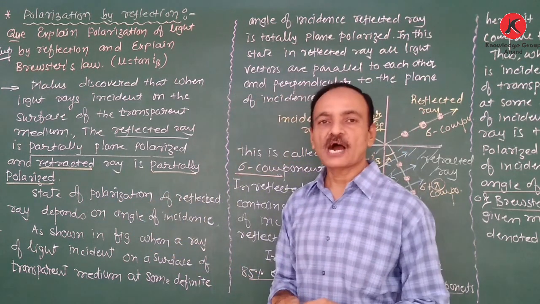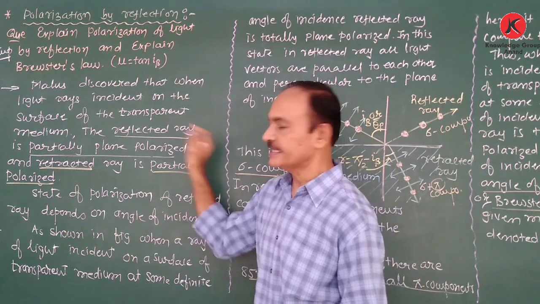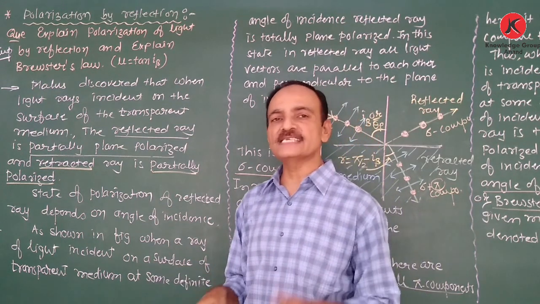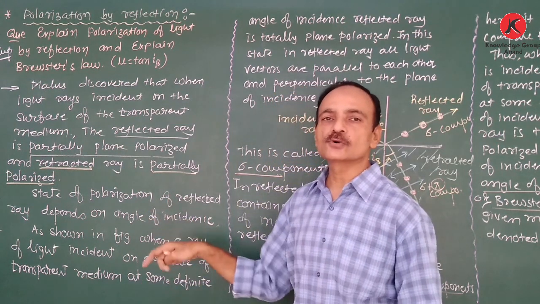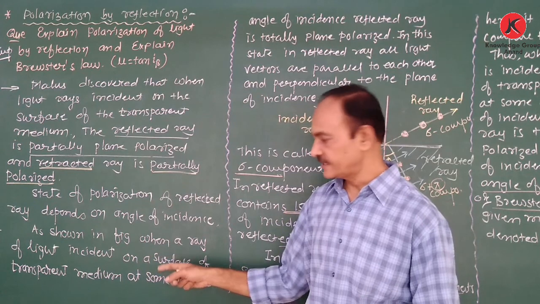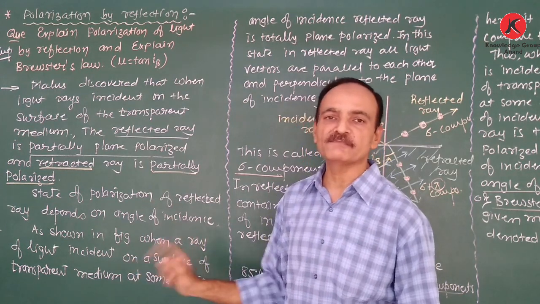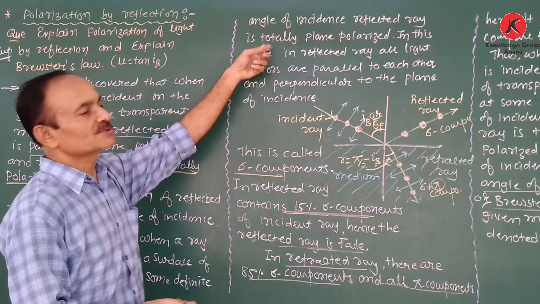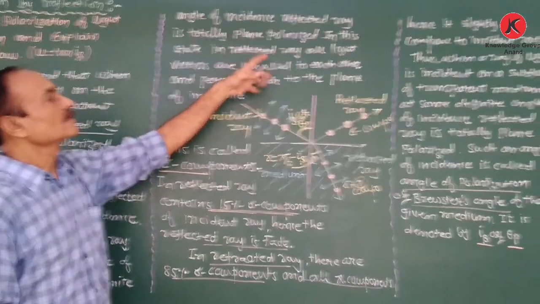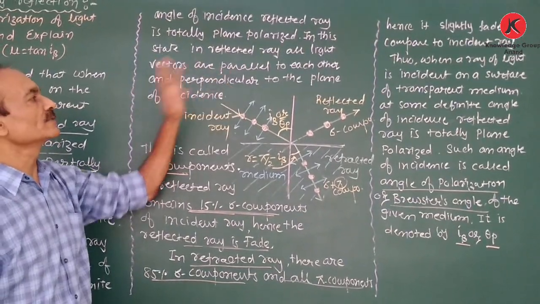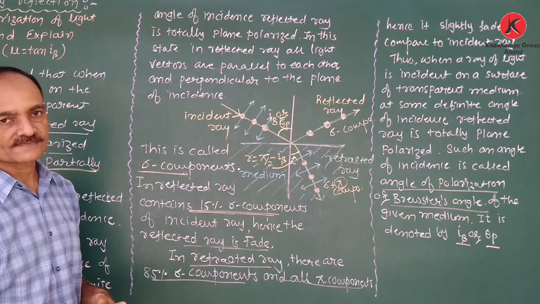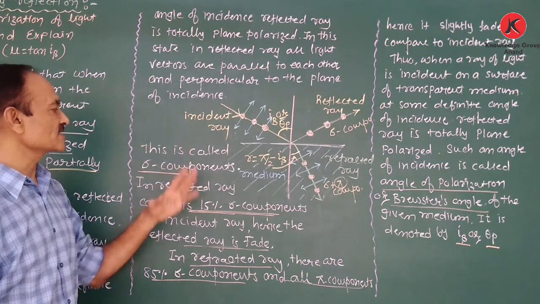How much polarization takes place in the reflected ray depends on the angle of incidence. As the angle of incidence changes, the state of polarization of the reflected ray also changes. As shown in the figure, when a ray of light is incident on the surface of a transparent medium, the reflected ray is totally plane polarized. In this state, all light vectors in the reflected ray are parallel to each other and perpendicular to the plane of incidence. This is known as the sigma component.